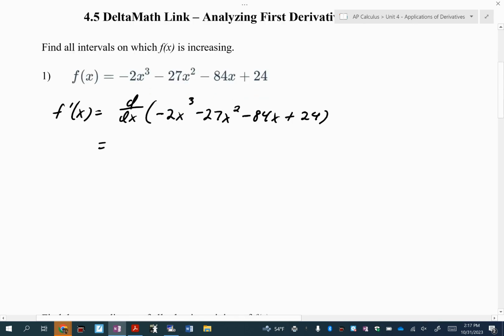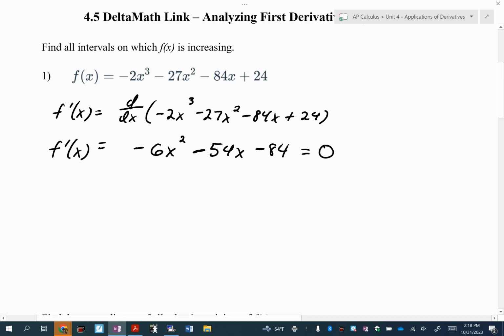All right, ready? What is the derivative of negative 2x cubed? Excellent. What's the derivative of negative 27x squared? Negative 54x. And then for the next one, minus 84. Do I need to write plus 0? I do not, right? So this is the derivative. To find the critical points, I'm going to set this equal to 0.